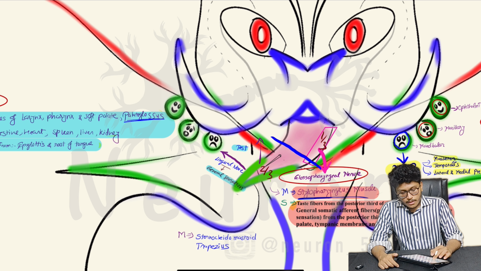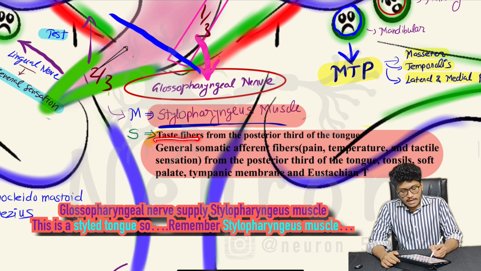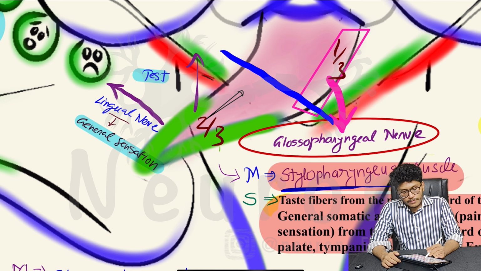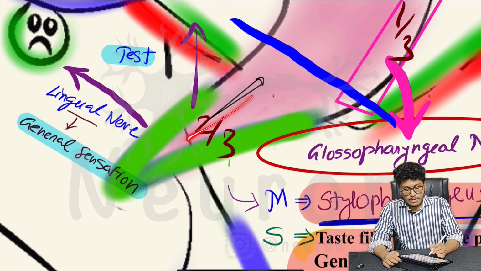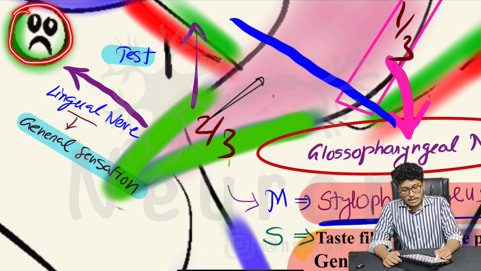Now let's move to the ninth cranial nerve. The posterior one third of the tongue is supplied by the glossopharyngeal nerve, which contains taste fibers and general somatic afferent fibers of pain, temperature, and tactile sensation. The anterior two-thirds of the tongue is supplied by two different nerves. General somatic afferent fibers are supplied by the lingual nerve to the mandibular branch of the trigeminal nerve. I am stabbing its tongue with a sharp tool here, and its pain sensation is carried by the lingual nerve to the mandibular branch of the trigeminal nerve. Here you can see the pained face, which indicates the pain.